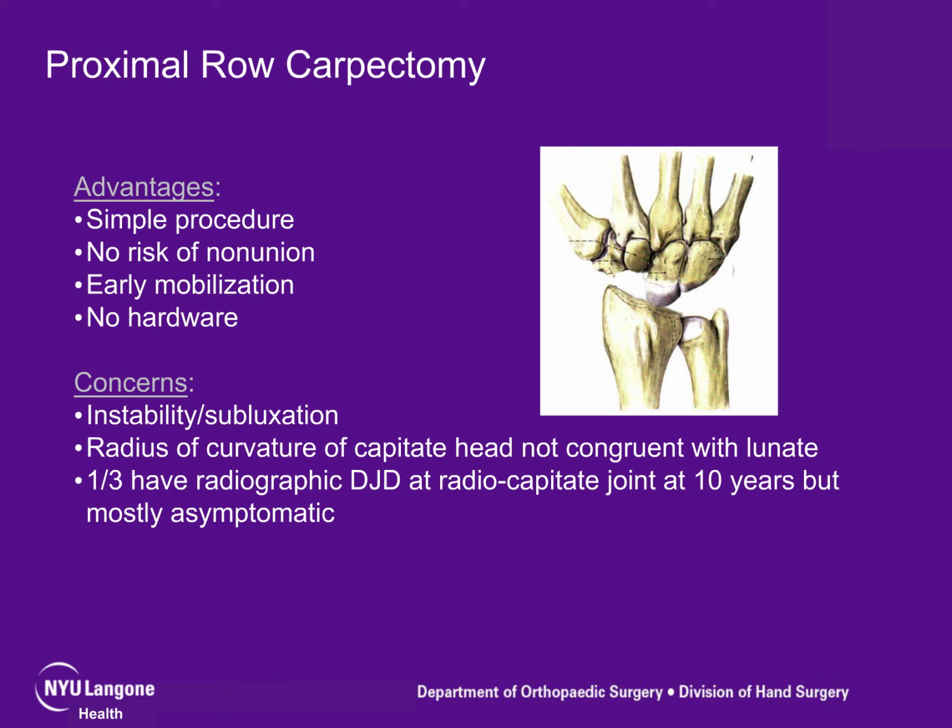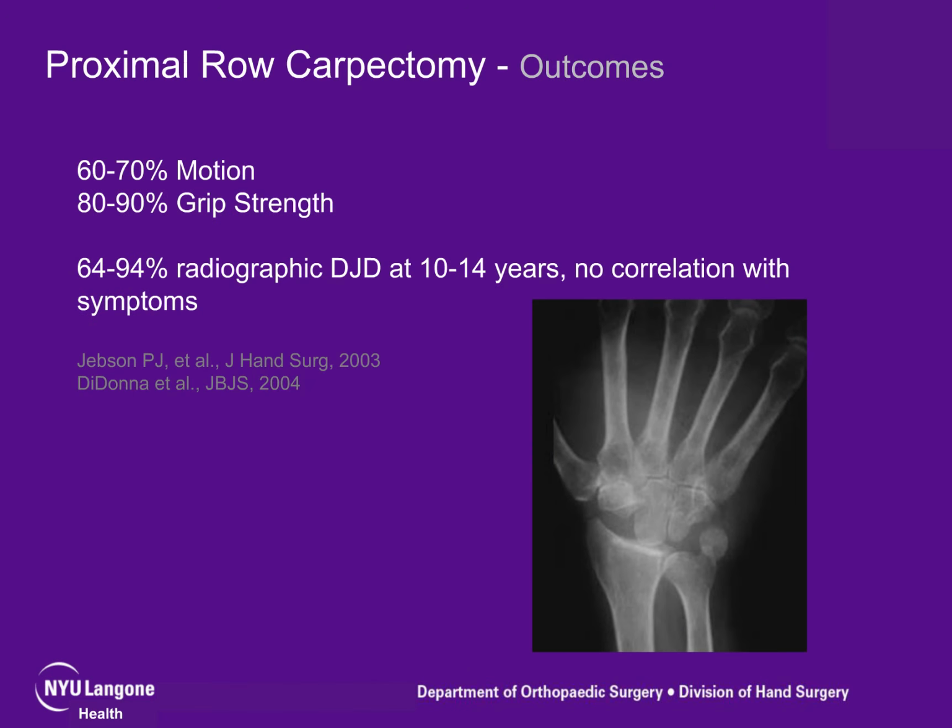The only drawbacks are the potential for instability and subluxation, and for that reason, some surgeons will transfix the joint with a K-wire. The other concern is the fact that the radius of curvature of the capitate head is not congruent with the lunate, and it's been found that at 10 years, a third of these joints show evidence of arthritis, but mostly asymptomatic. The outcomes show the motion's quite good, 60 to 70% range of motion. Grip strength is 80 to 90%.